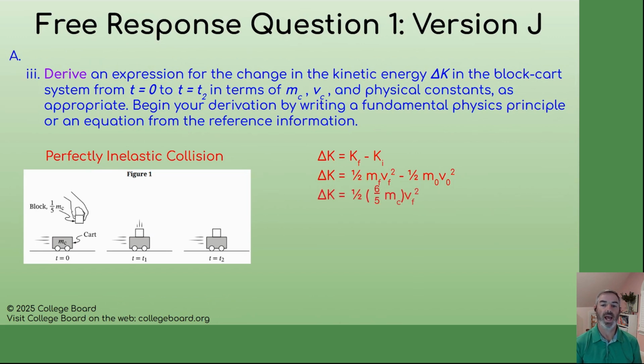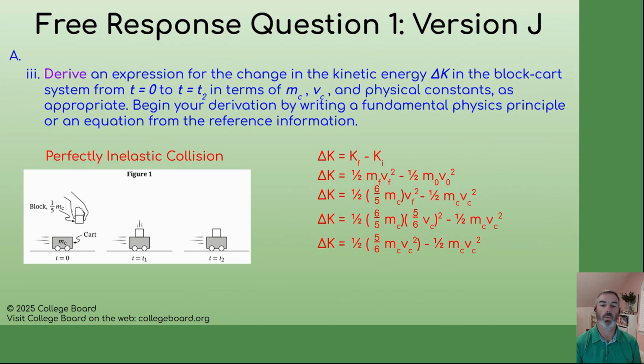What we know is that the final mass is 6/5 mc, and the initial mass is just mc. Then we can substitute in the final velocity that we derived in the previous part, and we end up with 1/2 of 6/5 mc times 5/6 vc, that quantity squared, minus 1/2 mc vc squared. Now we're going to do some simplifying. 6/5 times 5/6 and that quantity squared means one of those 5/6 cancels out with the 6/5, which leaves us with one of those 5/6. So we end up with 1/2 times 5/6 mc vc squared minus 1/2 mc vc squared.